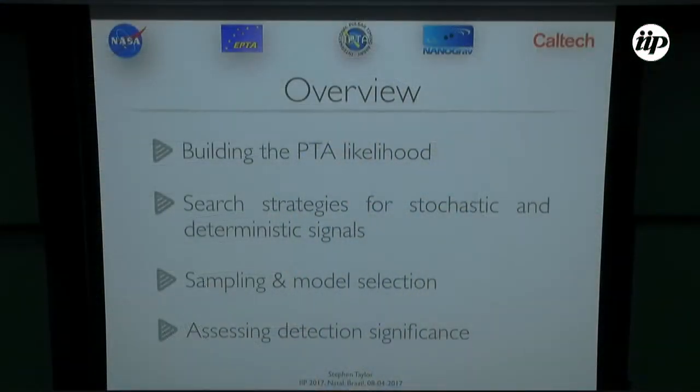So I'll go briefly through how we construct the pulsar timing array likelihood and all of the different signals and noise sources that appear in there, and then our search strategies for both stochastic and deterministic signals. Given that we expect a stochastic background to appear first for pulsar timing arrays, most of our search strategies are aimed towards optimizing that, but we also search for deterministic signals, things like continuous wave sources and burst with memory signals. Then I'll go through sampling and model selection, and finally how we assess detection significance, or how we convince the frequentist community of our Bayes factors, essentially.